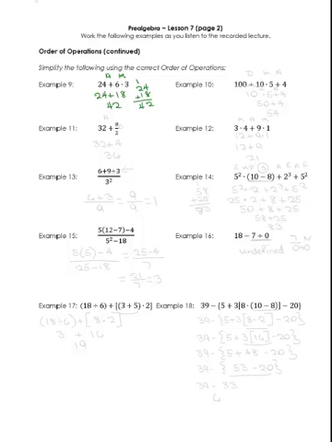Example number 10 has division, and then multiplication and addition. If you note on your order of operation house, division and multiplication are on the same level. So which one do we do first? It's the one that we come to first in the problem. So we'll do division first. We'll say 100 divided by 10. That gives us 10. Just write the rest of the problem down.